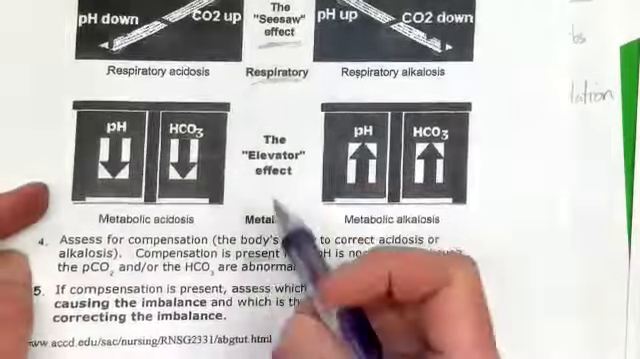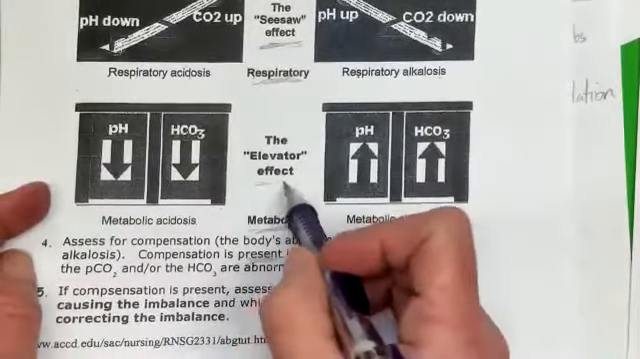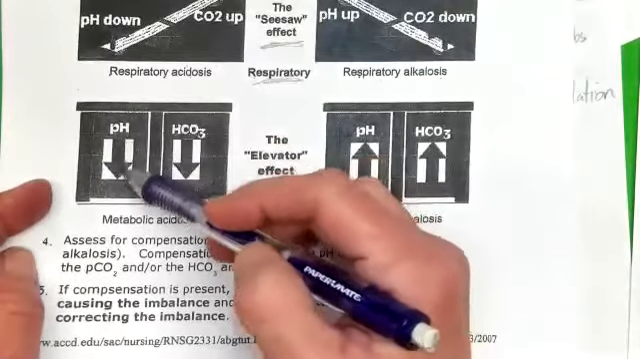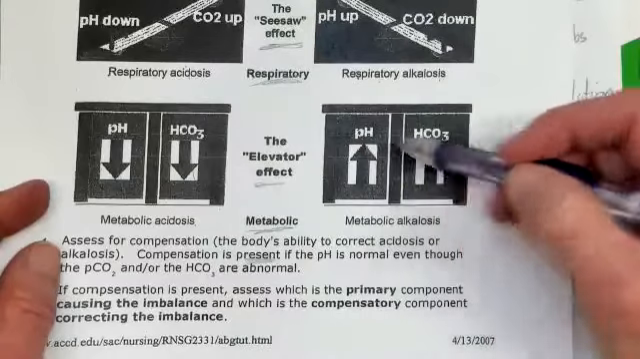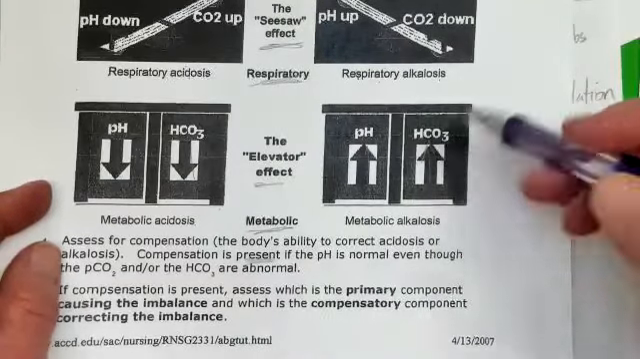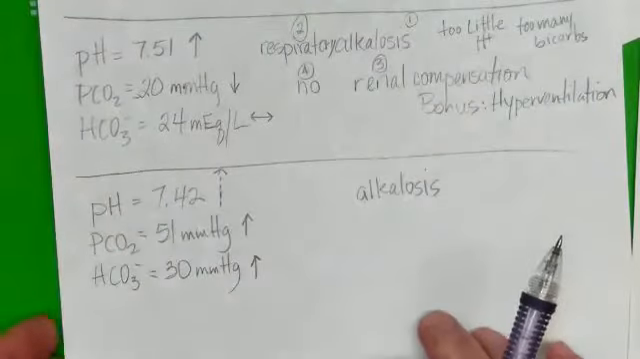But if it's a metabolic cause, right here, we have the elevator effect. So if my pH is low, my bicarb will be low. If my pH is high, my bicarb will be high. So now let's take that back to all of the questions we've done so far.